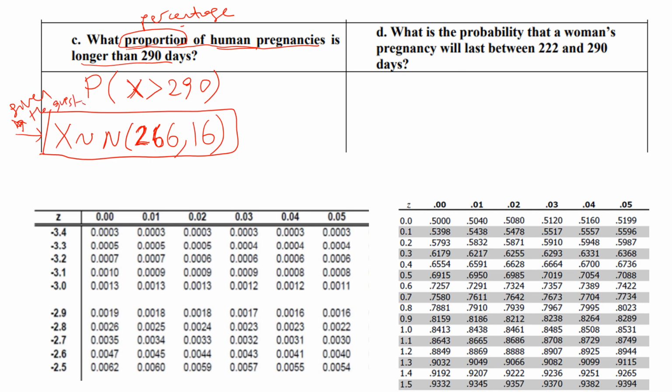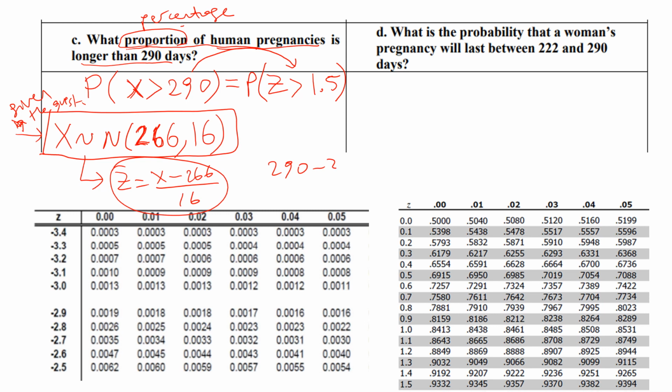Now, by using this, we have to change this to z. The relation between z and x is, we know, z is equal to x minus mu, which is 266, divided by 16. When you use this, you will change x to z. So by using this transformation, it will be z. But in part B, we also transformed 290 to 1.5, if you remember, because we did it this way.